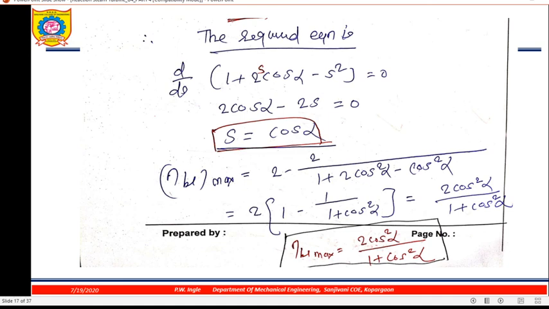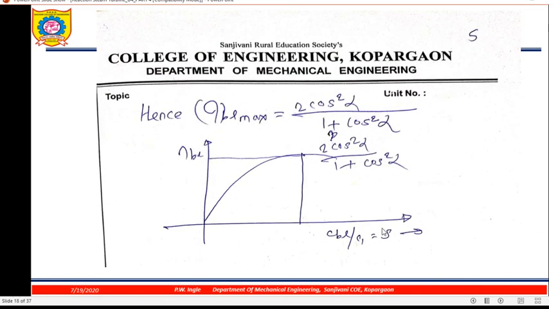Similarly, we got the equation for the impulse turbine. So this is the equation for maximum efficiency of the reaction steam turbine. Maximum efficiency equals 2 cos square alpha upon 1 plus cos square alpha.